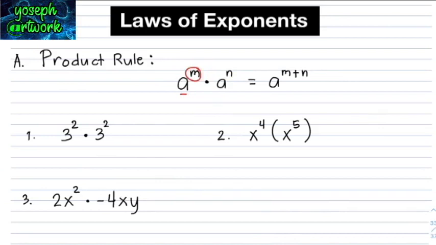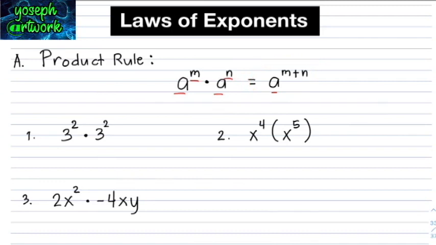So, how do we perform the product rule? Again, we have a raised to m times a raised to n. Simple lang ang rule. Kung mapapansin nyo, kapag parehas ang base, ang rule lang naman dito is copy the base and add the exponents. Since the bases are the same, you need to copy a and then simply add the exponents m and n. That's why the answer here is a raised to m plus n.